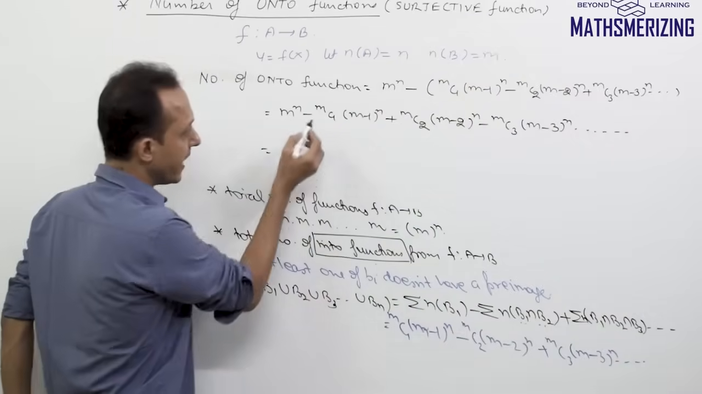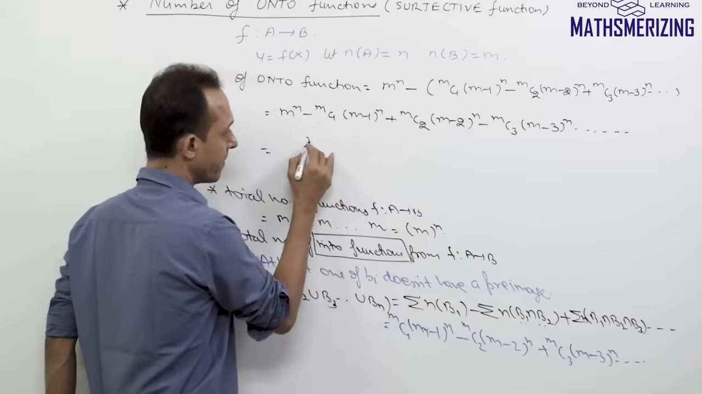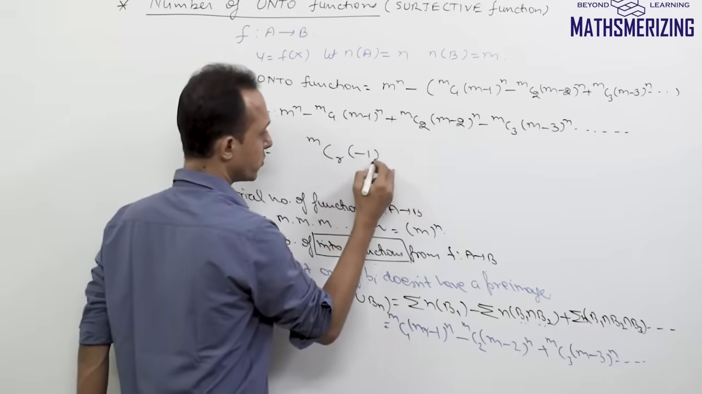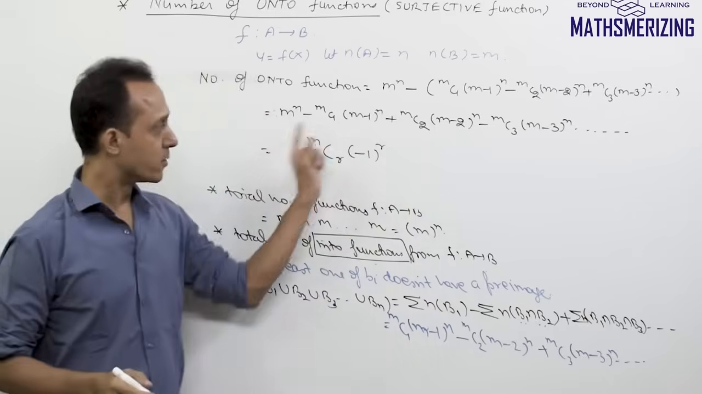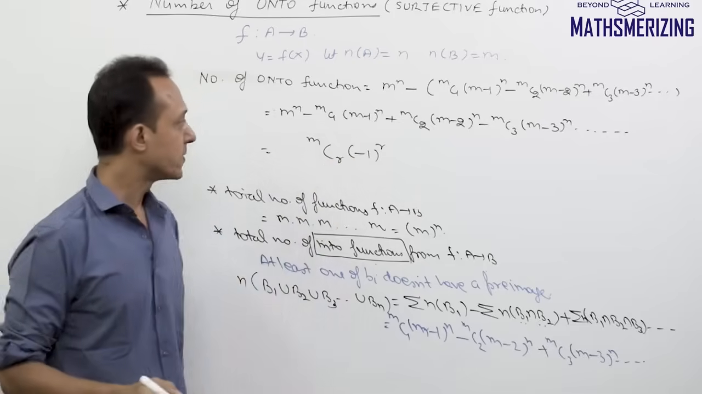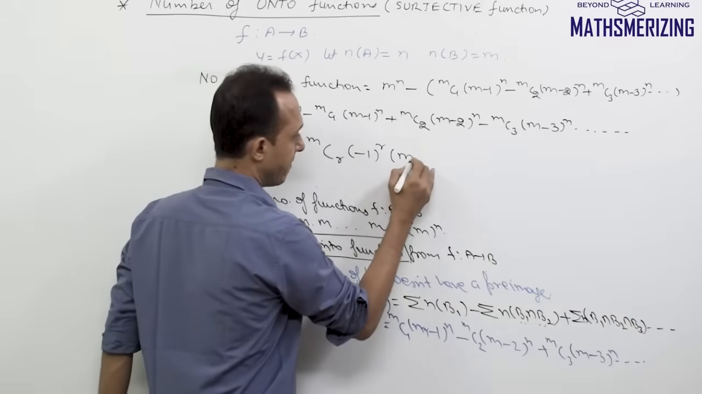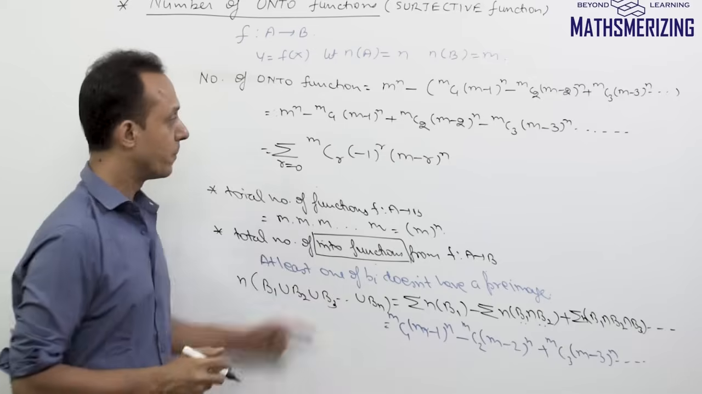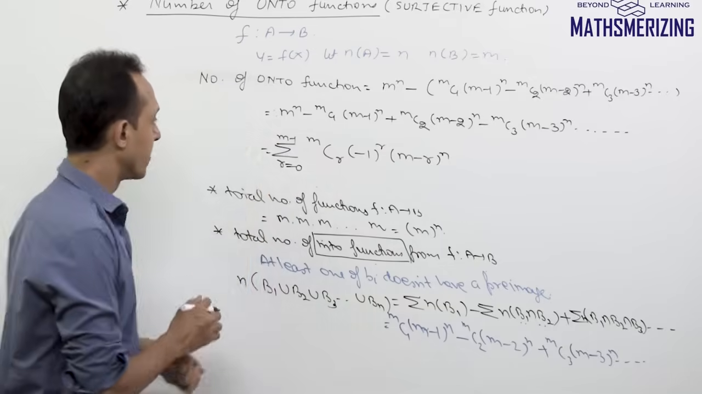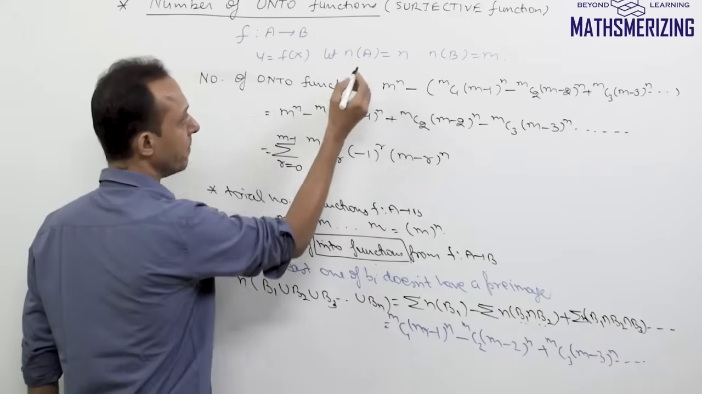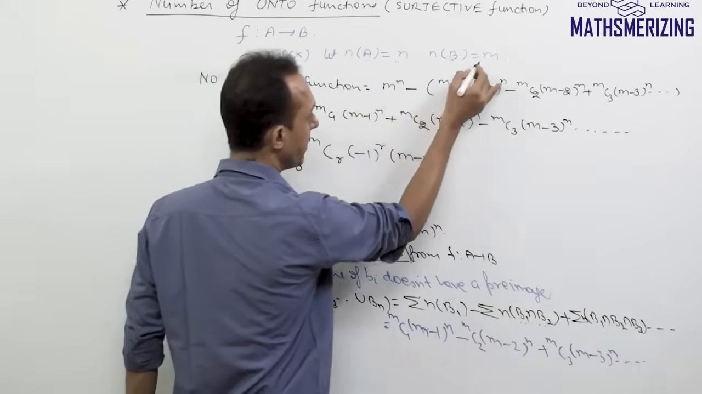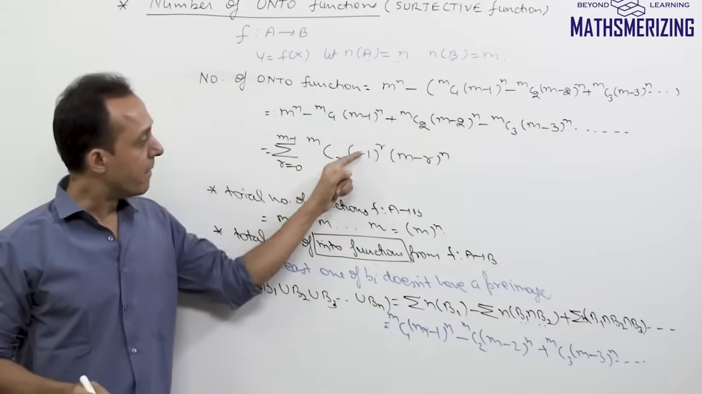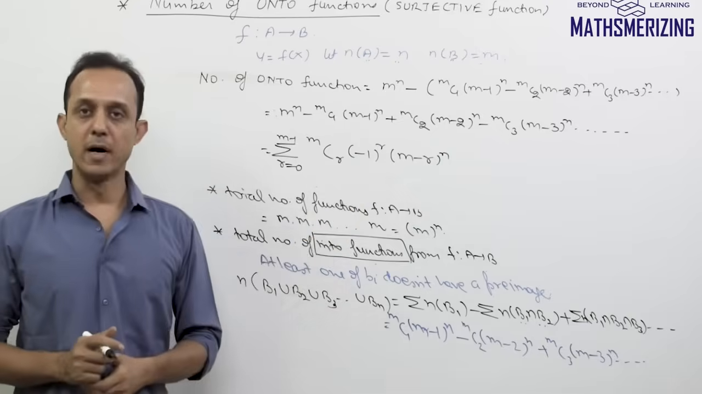So I can write it as mC0, mC1, mC2. So it will be mCr and then (-1) to the power r. So when r is even, it should be plus, and when r is odd, it should be minus, and then it should be (m-r) to the power n, where the value of r varies from 0 to m-1. The number of onto functions that can be defined from set A to set B, where A has n elements and B has m elements, is given by this formula, which is summation r varies from 0 to m-1, mCr (-1) to the power r, (m-r) to the power n.